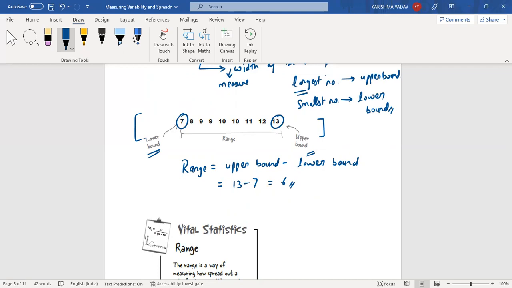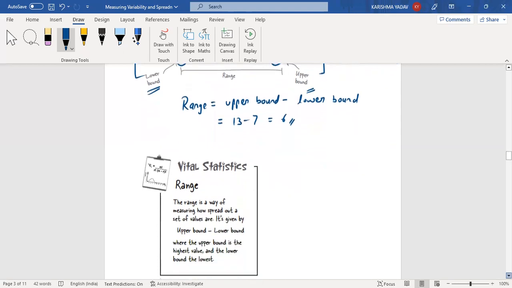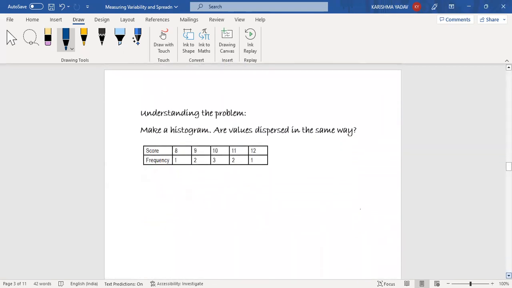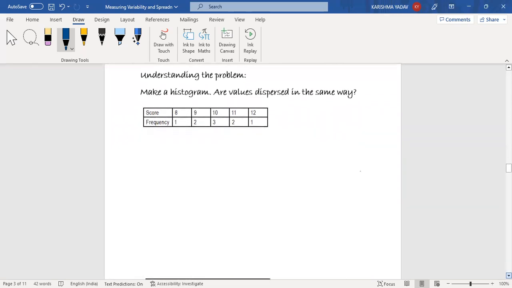This is a very simple calculation for finding the range. So what is the range? The range is a way of measuring how spread out the set of values are. By subtracting the smallest value from the largest value, we have a rough idea of how spread out the set of values are. It's given by upper bound minus lower bound, where the upper bound is the highest value and the lower bound is the lowest value. Now let's understand this by a problem. Let's do a problem and we will get a clearer understanding of the range.